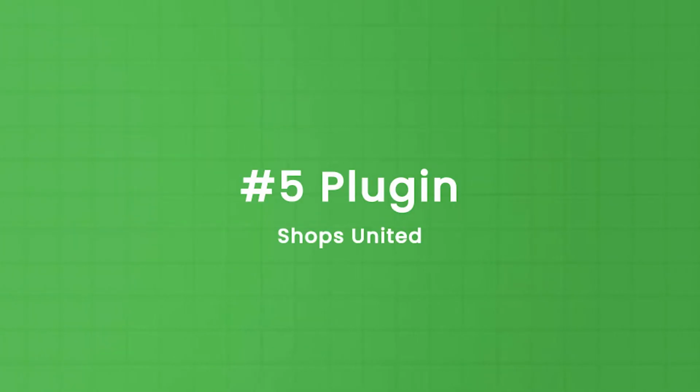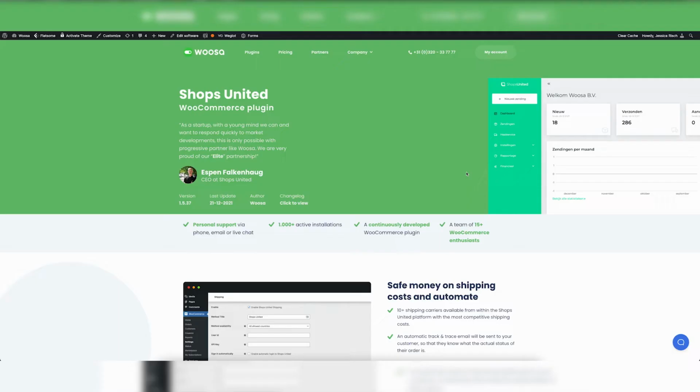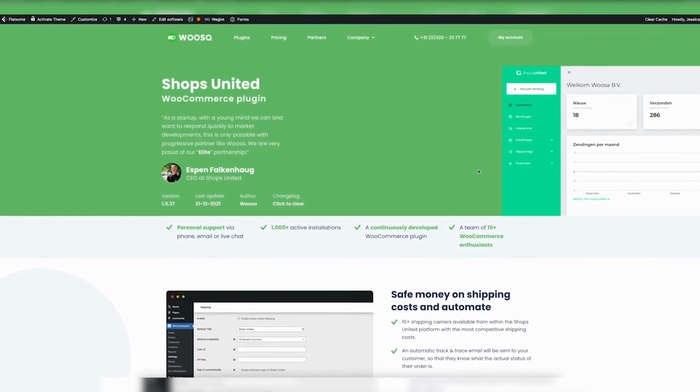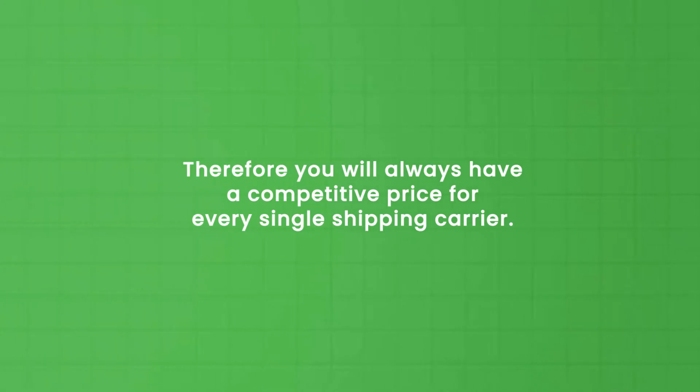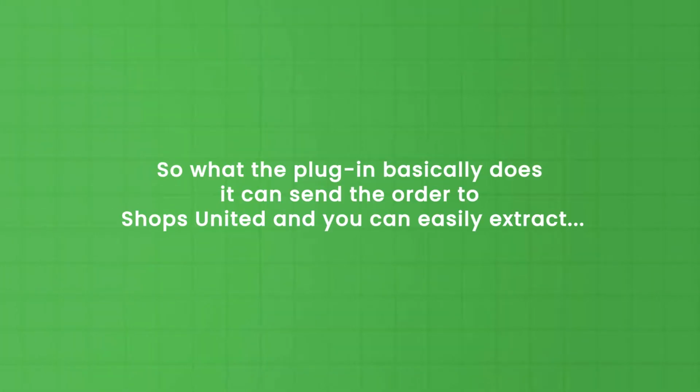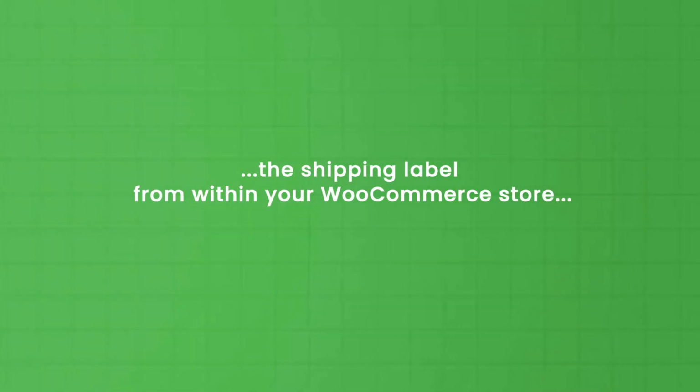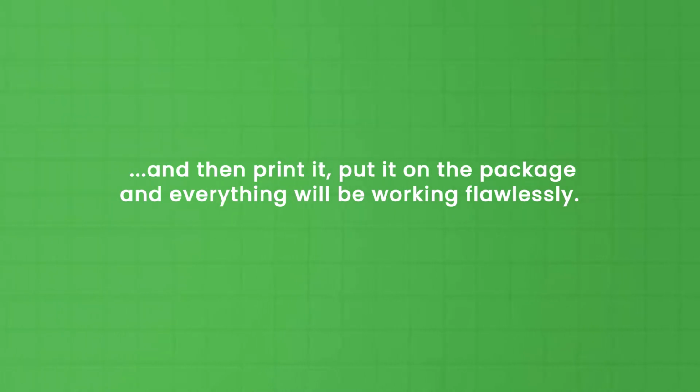Last and fifth free plugin for WooCommerce is ShopsUnited. ShopsUnited is a platform where you can purchase shipping labels for your shipments in your WooCommerce store. And one of the beneficial things about ShopsUnited itself is that it supports many shipping carriers, and therefore you will always have a competitive price for every single shipping carrier, even though you do not yet have high volumes within your WooCommerce store. So what the plugin basically does, it can send the order to ShopsUnited and you can easily extract the shipping label from within your WooCommerce store and then print it, put it on the package, and everything will be working flawlessly. So let's check out how this actually works in practice.